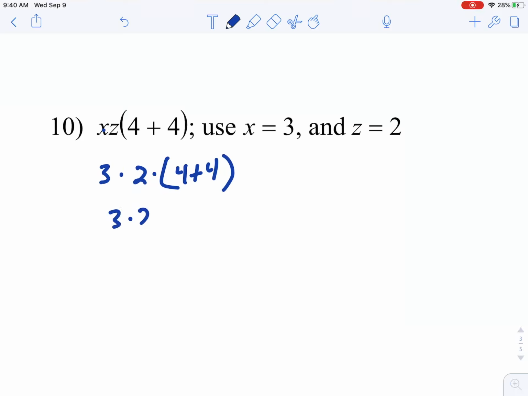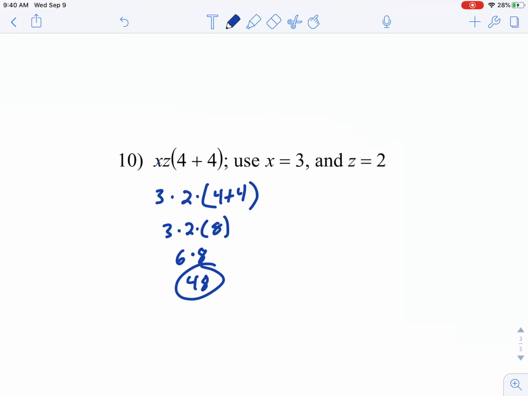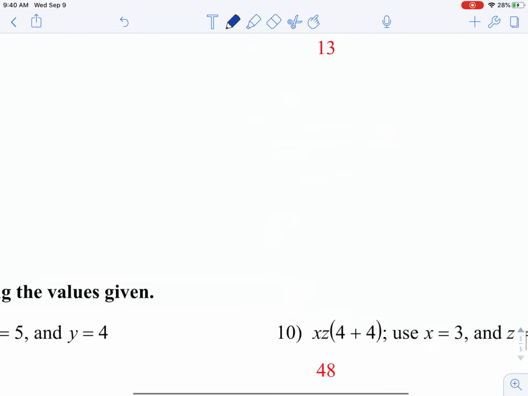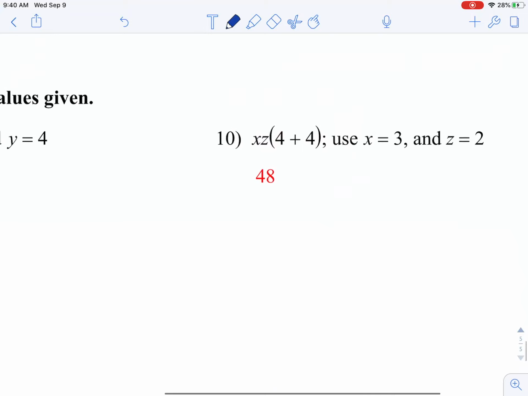All right, so 3 times 2 times 8, right, parentheses first. Multiply left to right. 3 times 2 is 6, and 6 times 8 is 48. And there's the answer. So whether you use the parentheses or not on number 10 shouldn't matter, as long as the answer is 48. Where am I? There it is.